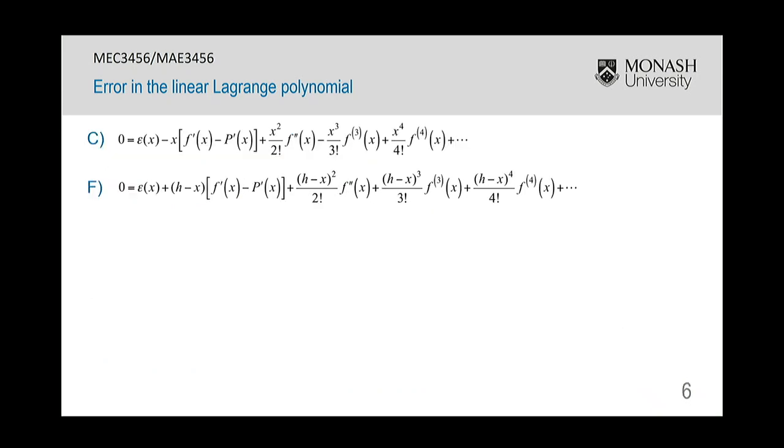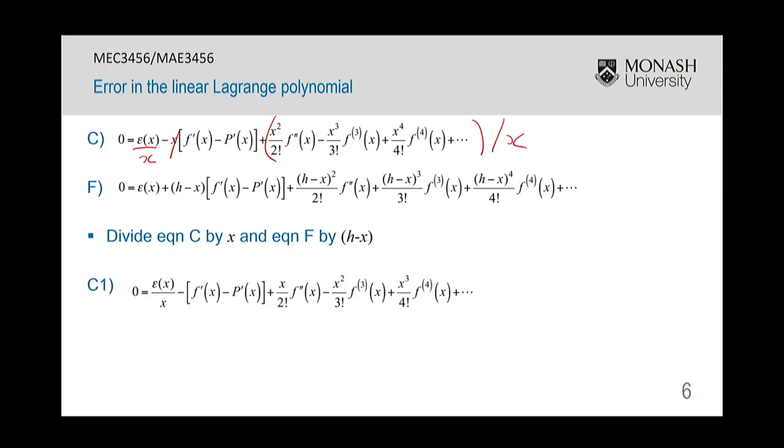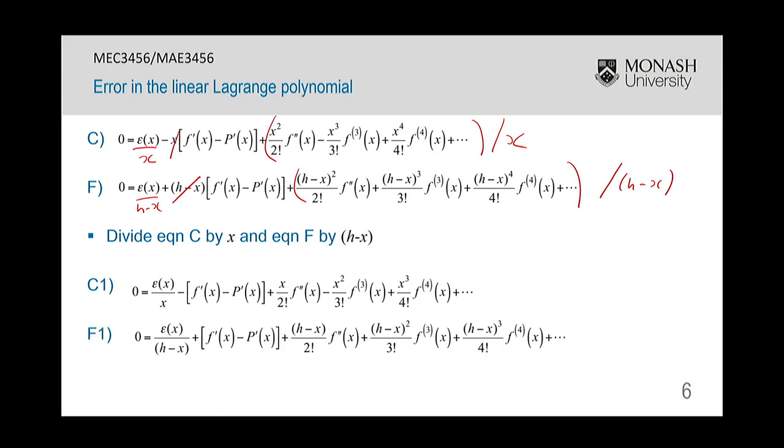So just writing equation C and equation F again, what we've got now is two different expressions for our error, one in equation C and one in equation F. So let's divide equation C by x. That will cancel out, and all of that will be divided by x. That gives us this equation there. And let's divide equation F by h minus x. That will disappear, and all of this will be divided by h minus x. That will end up with the following equation.